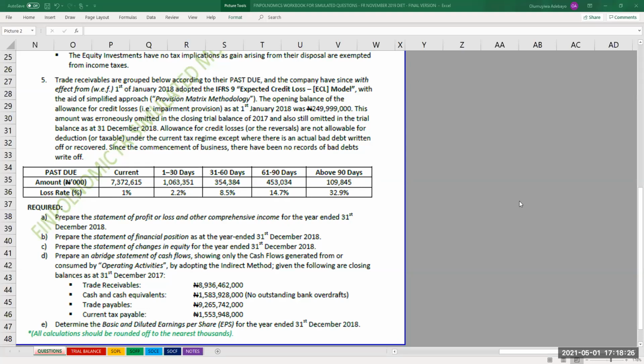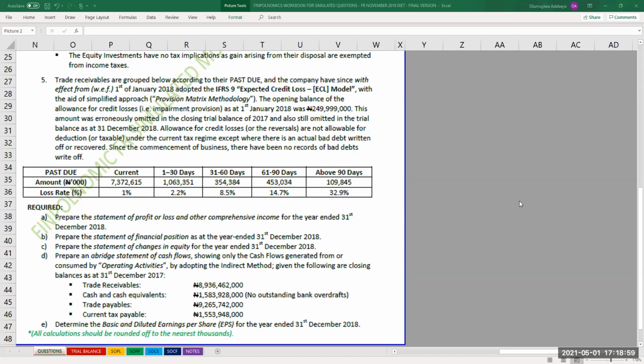Prepare the statement of profit or loss and other comprehensive income for the year ended 31st December 2018. B, prepare the statement of financial position as at year ended 31st December 2018. C, prepare the statement of changes in equity for the year ended 31st December 2018. D, prepare an abridged statement of cash flows showing only the cash flows generated from or consumed by operating activities by adopting the indirect method.